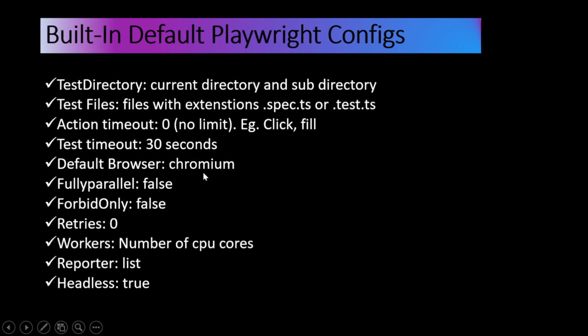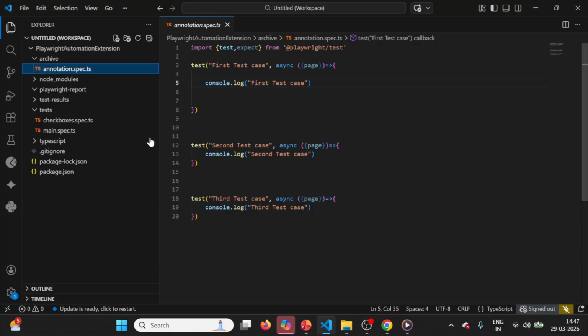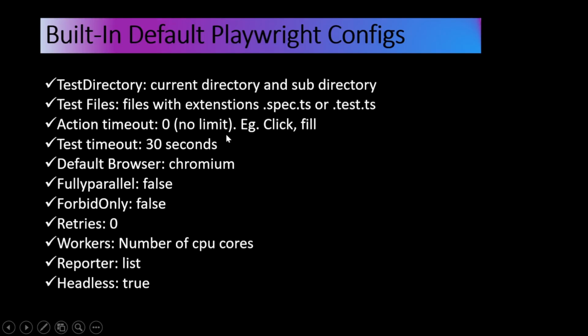We'll try to configure headless mode, meaning headed mode. Fully parallel is false, meaning the test cases won't run in parallel, meaning test cases of all the files won't run in parallel. Forbid only, we don't have any test cases with test.only annotation. So let us not talk about this.